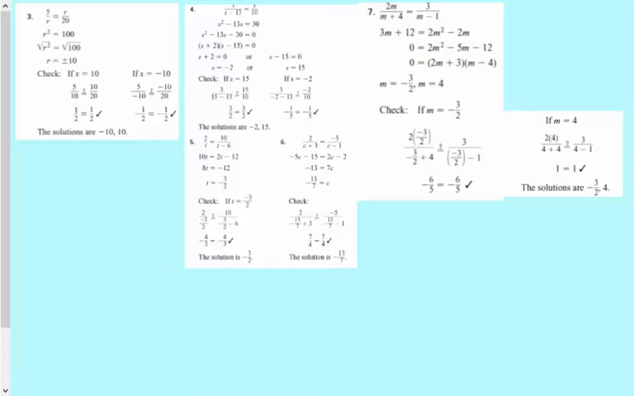All right, for 12.7 day 2, we're going to step it up a little bit. We're going to solve a few more complex rational equations here. Here's the answers for day 1.